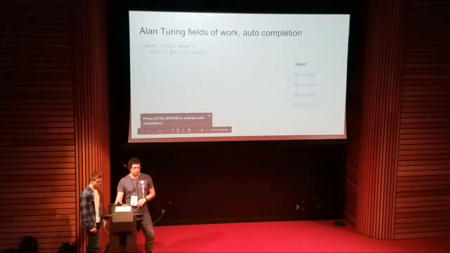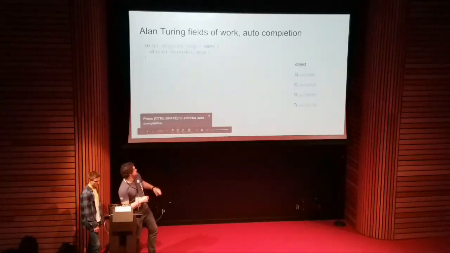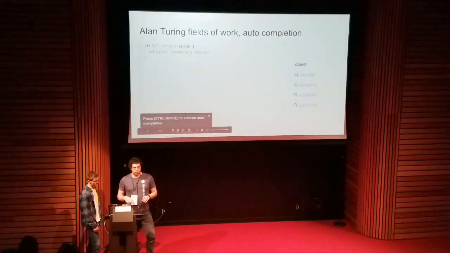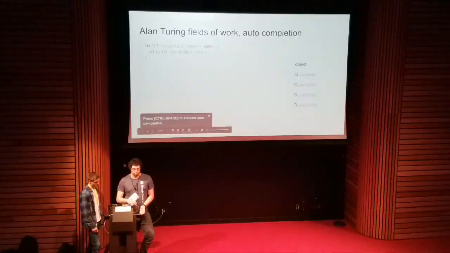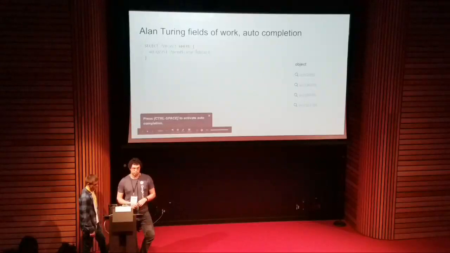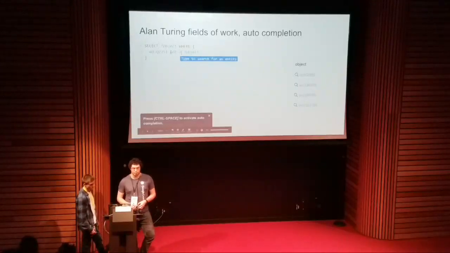And when you're typing in the query box, you should see this little box appear in the bottom left. And so all you have to do is type WDT colon. This box will prompt you to enable auto-completion. And if you hit Control and space, you should be able to use text, so matching the label rather than typing the entity ID.